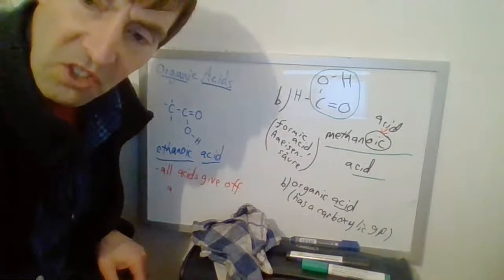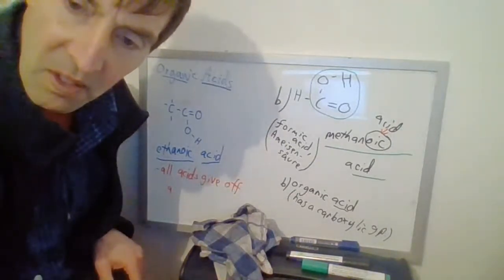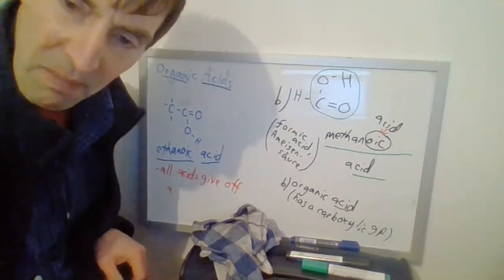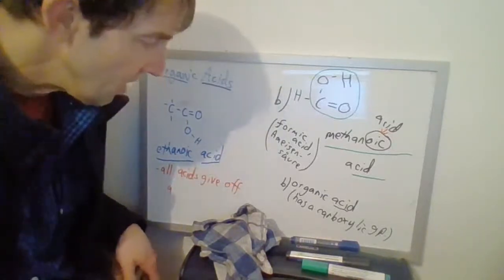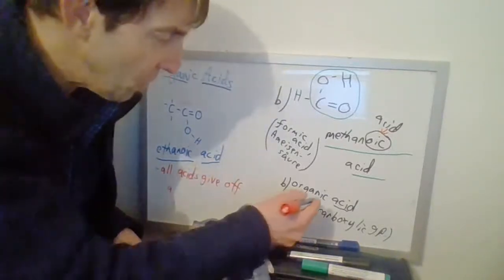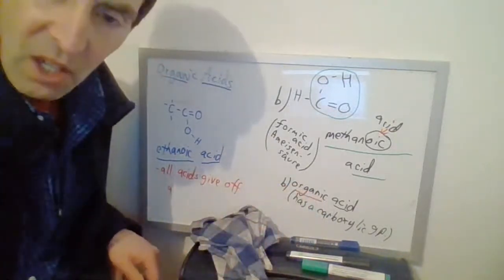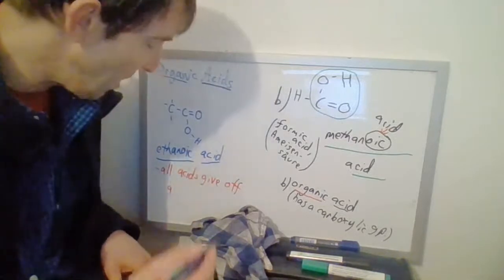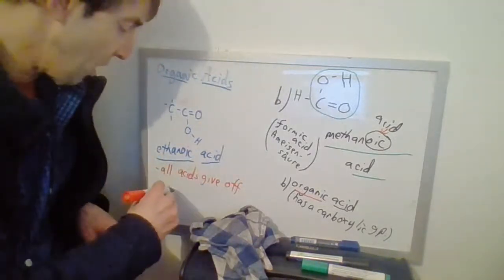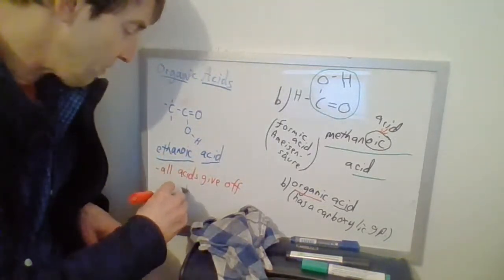What do all acids give off? Magdalena, it's only for organic acids. Thank you for asking, Magdalena. It's only for organic acids. Okay, yeah, hydrogen ion. Thank you, Shilpa. So all acids give off an H+.